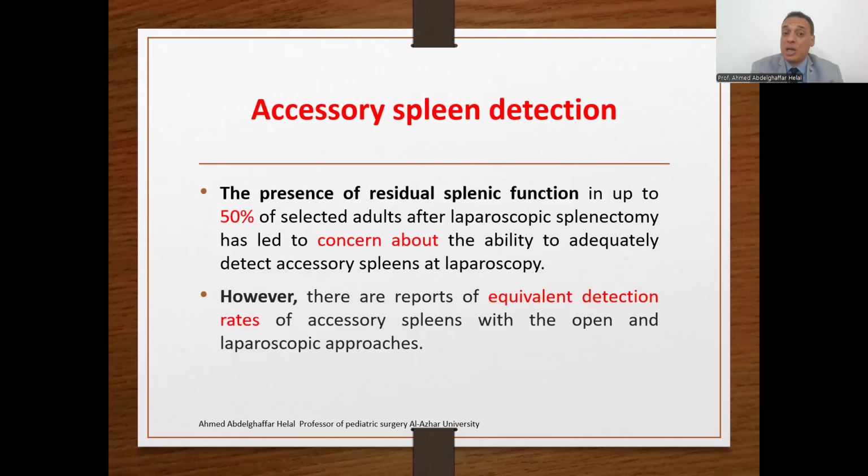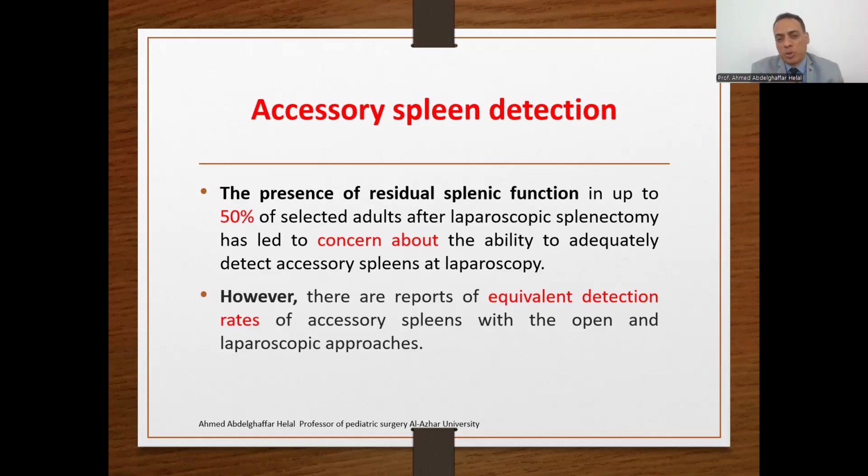Accessory spleen detection: the presence of residual splenic function in up to 50% of selected adults after laparoscopic splenectomy has led to the concern about the ability to adequately detect the accessory spleen at laparoscopy. What do we mean by this? We mean that in the literature, they found residual splenic function after surgery. They found that after laparoscopic splenectomy, there is still hemolysis, still a decrease in the RBCs and an increase in the reticulocytes. So they think that there may be a missed accessory spleen.